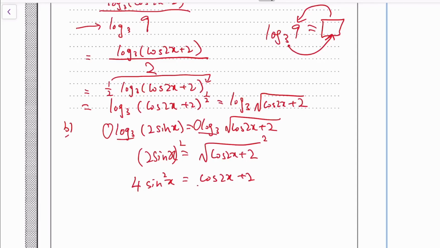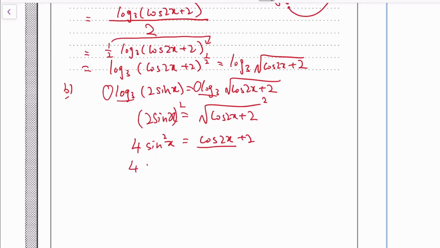So it should be obvious that you use the cosine double angle formula here. If you go to the formula booklet, there are 3 formulas for cosine double angle. You need to learn to choose which one to use. In this case, due to the left-hand side having a sine square, we'll use the one that has a sine square. So according to the formula, it should be 1 minus 2 sine square x plus 2.